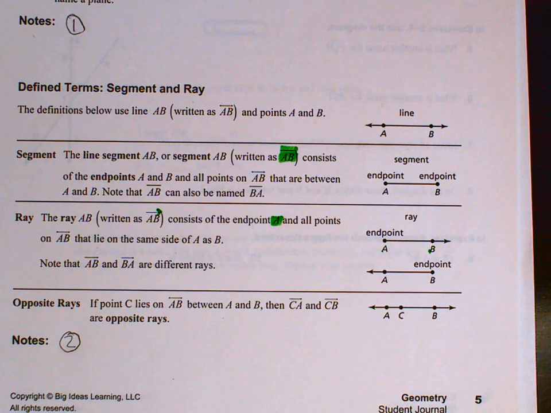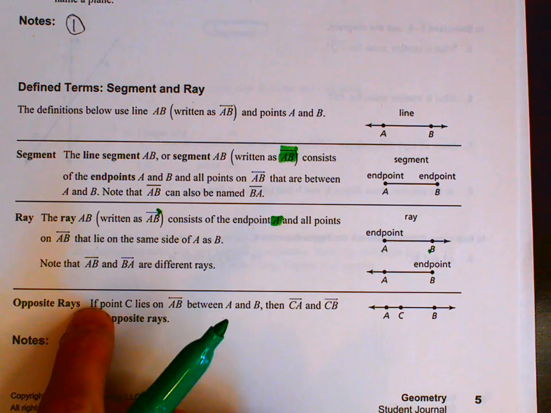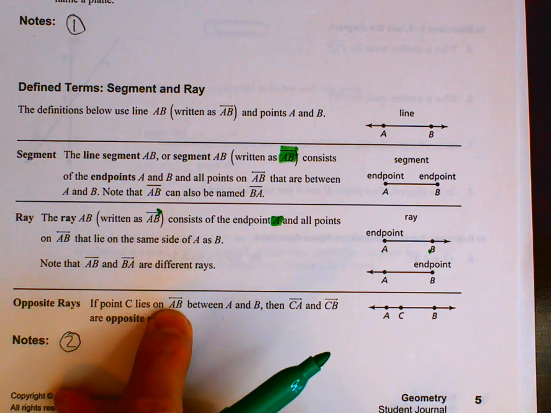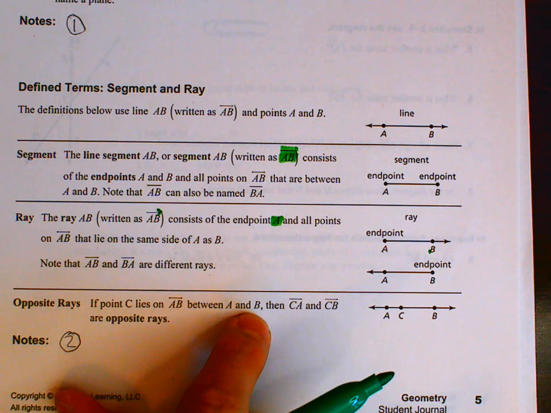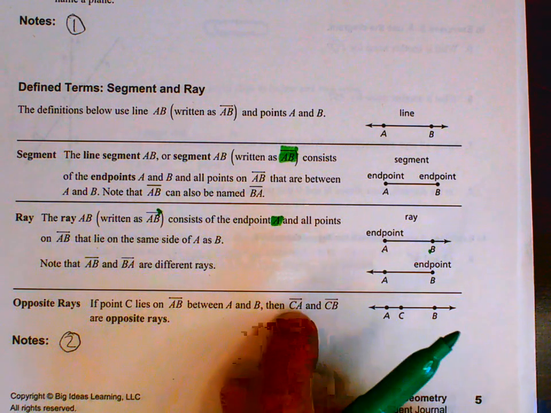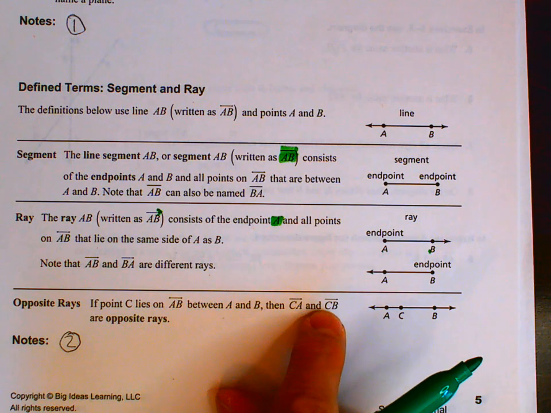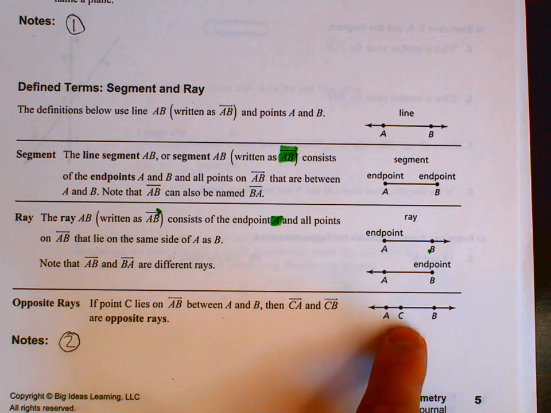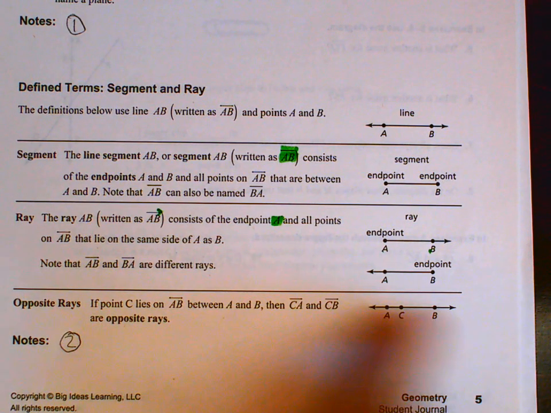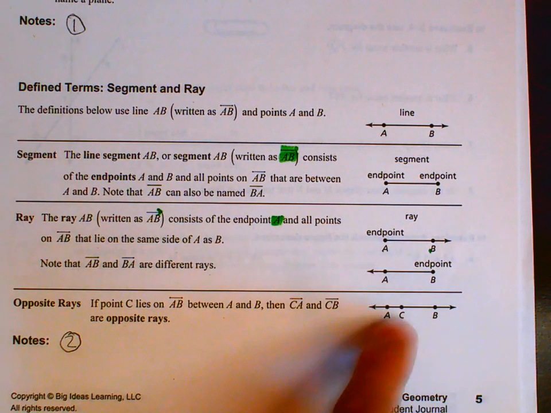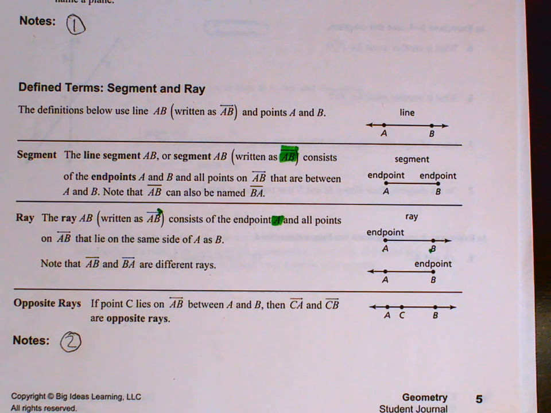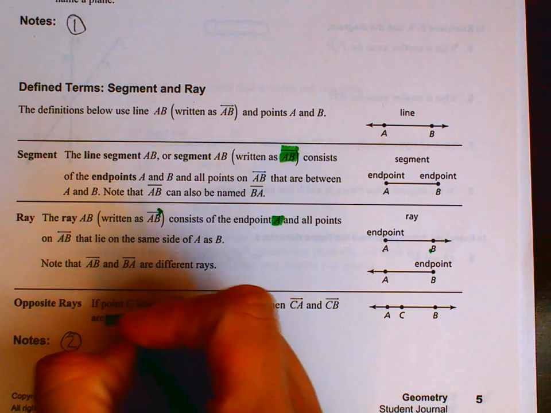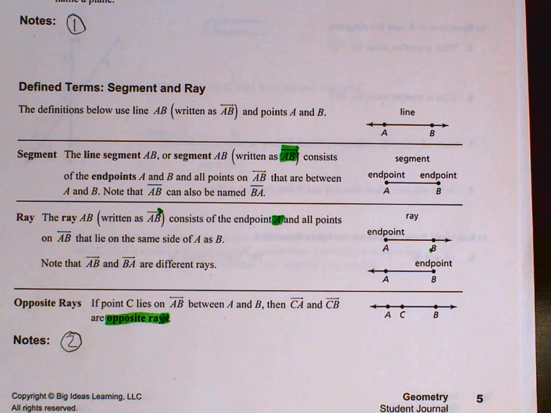Now, opposite rays. If point C lies on a line between A and B, then you have created two rays, rays CA and CB. So you have the ray going from C in the direction of A and from C in the direction of B. Now, because this does form a straight line, we say that CA and CB are opposite rays. Just because they have the same endpoint does not mean that they're always going to be opposite rays. So pay very close attention to that.